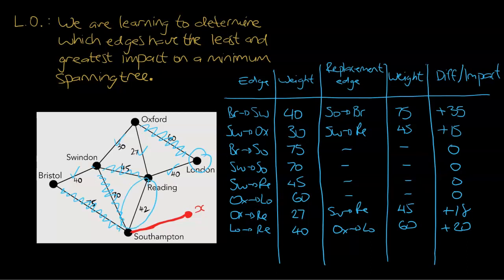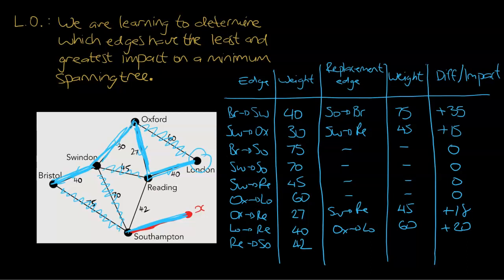We've now got Reading to Southampton. So let's write RE to SO. It has a weight of 42. Who do we need to replace that with? So if this one here is impossible to connect, what that means is our network here, Southampton to X, would be disconnected, if you have a look, from the rest of the network. So there's no way to connect those.